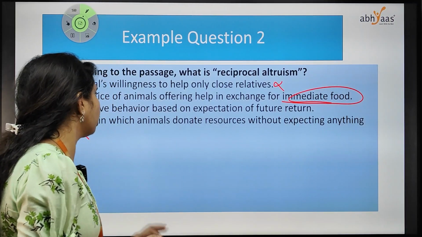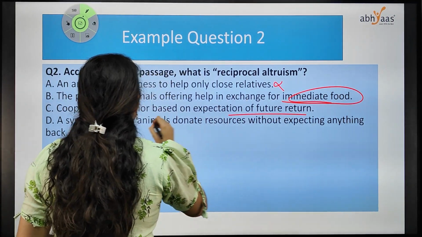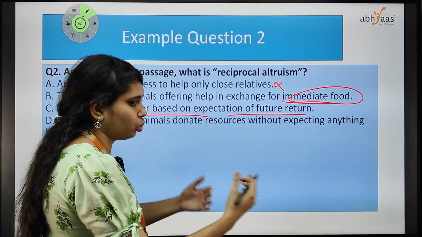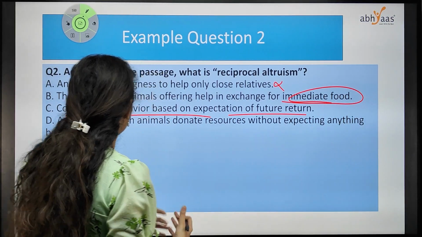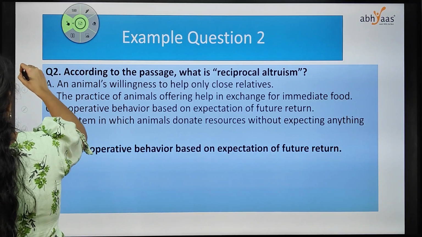So we are left with the option cooperative behavior based on expectation of future return. That is what the passage is about. Mutual benefit, right? It's about survival. So option C would be your answer.